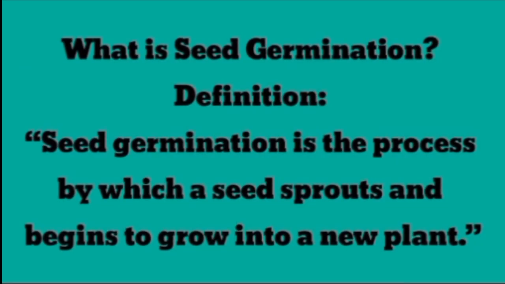First of all, we will discuss the definition of seed germination. Seed germination is the process by which a seed sprouts and begins to grow into a new plant. In simple words, seed germination is the process by which a seed grows and develops into a new plant.